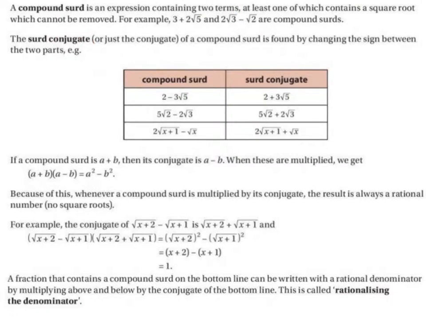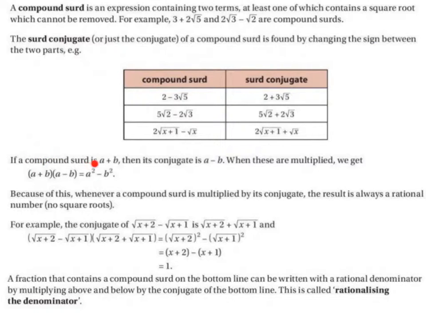The surd conjugate, or just known as the conjugate, of a compound surd is found by changing the sign between the two parts. So for example, if you start off with 2 minus 3 root 5, you change the minus to a plus, and this is the surd conjugate. If we have 5 root 2 minus 2 root 3, we change the minus to a plus, and again this is the surd conjugate. And if we have 2 root x plus 1 minus root x, we change that minus to a plus. And it works the same if you're changing a plus to a minus.